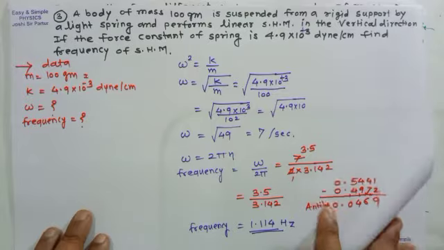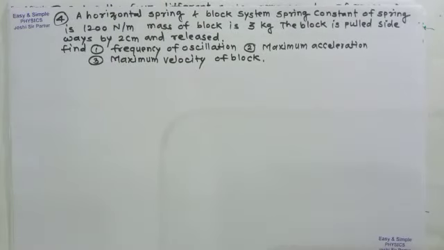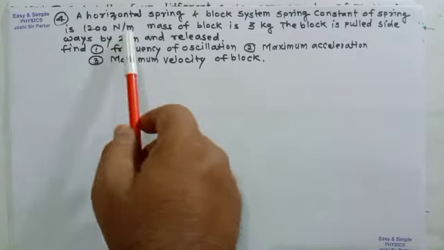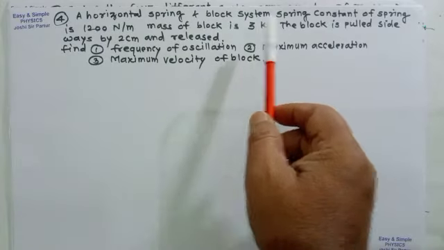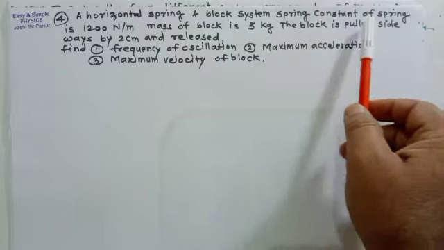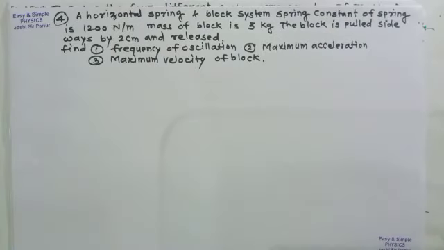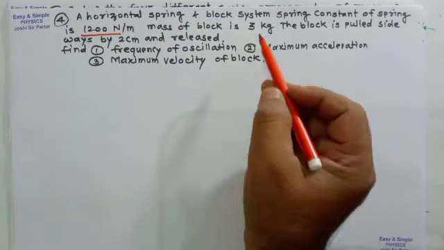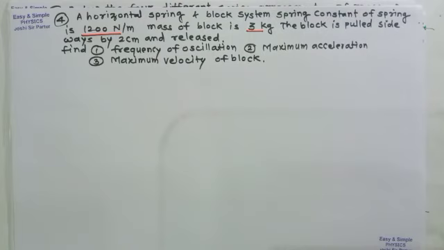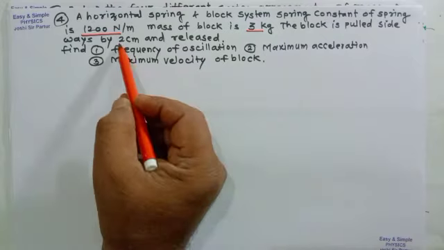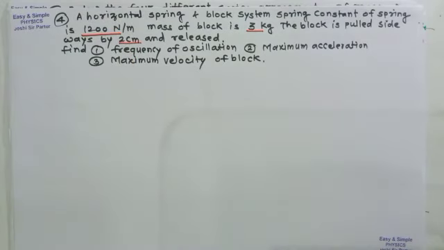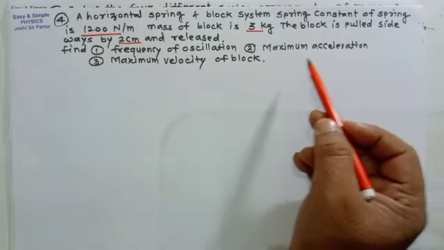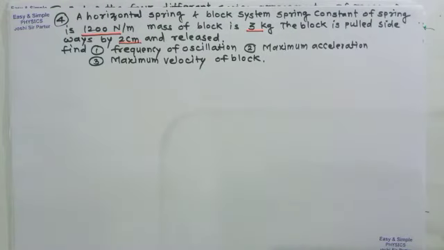If we solve another example: a horizontal spring and block system. The spring constant of the spring is 1200. Mass of the block is 3 kg. The block is pulled sideways by 2 centimeter and released. Find out the frequency of oscillation, maximum acceleration, and maximum velocity of the block.